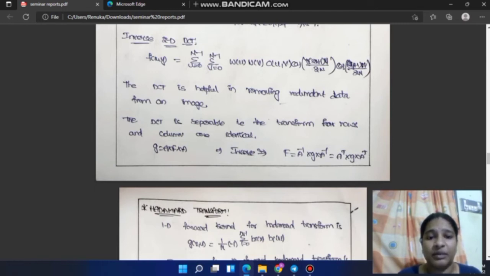The DCT is separable, that is, the transforms for rows and columns are identical. G = A F A, and the inverse is F = A inverse G A inverse, that is equal to A transpose G A transpose.